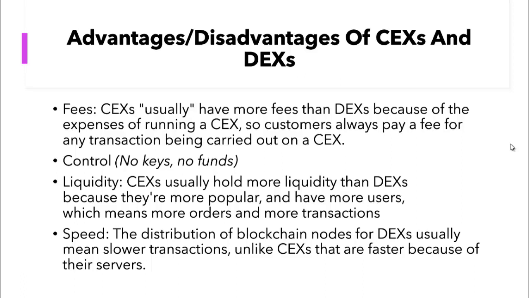Liquidity. Centralized exchanges usually hold more. I think I said this before. Centralized exchanges usually hold more liquidity than decentralized exchanges because they are more popular. So whenever a coin is being listed on a centralized exchange, they usually require more liquidity because they know they are going to get more users, which means more orders, more transactions. But it's not the same for a decentralized exchange.